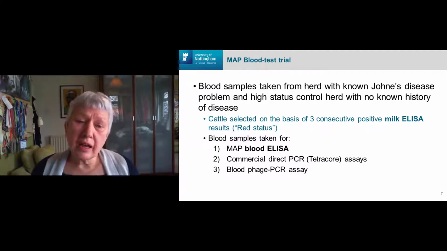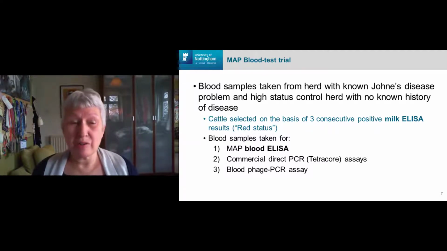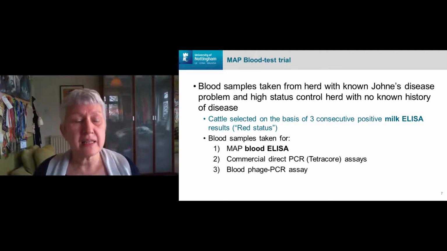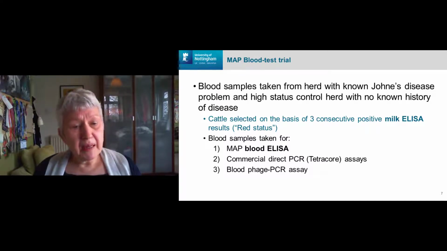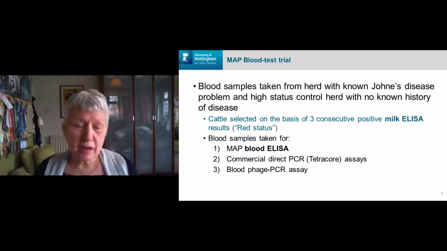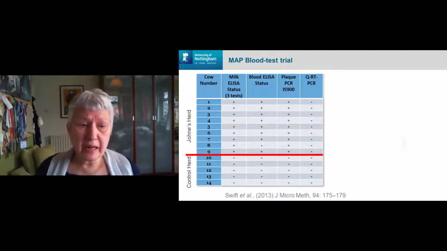So the cattle were chosen to give us the best chance, really, that had 3 consecutive positive milk ELISAs, so consistently giving a positive result. So these are given a red status by the scoring system. So we took the blood samples for the MAP ELISA, also for a commercial direct PCR test using a kit produced by a company called Tetracore, and also for the blood phage PCR assay. And this was the result. We only had a few animals in the first trial. We had 9 from the Johne's herd, and we had a control set here of 5 animals.